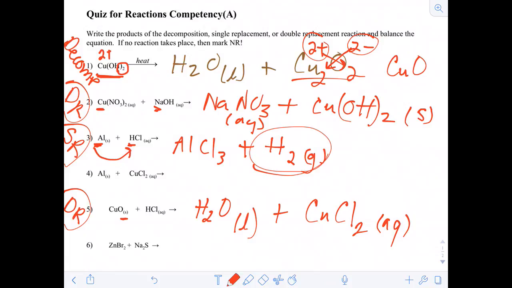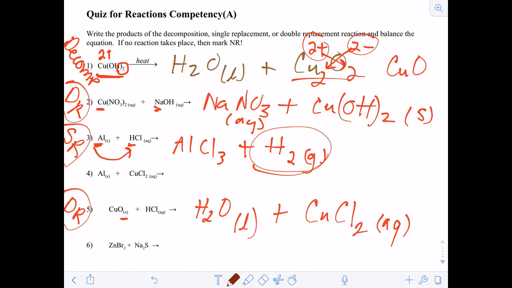Is a single replacement something that happens in water, or can I use a solid? It has to be in water. This is an aqueous reaction. This happens in water. That's why I started with hydrochloric acid and I added this metal. It has to happen in aqueous solution. So if I have two solids, can I do it? No. Can't do a single replacement reaction.